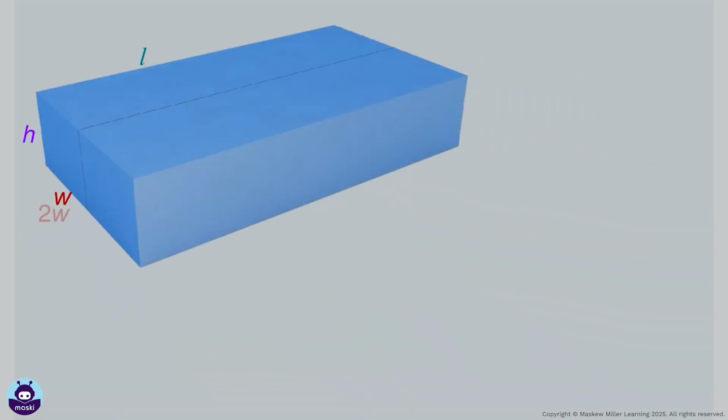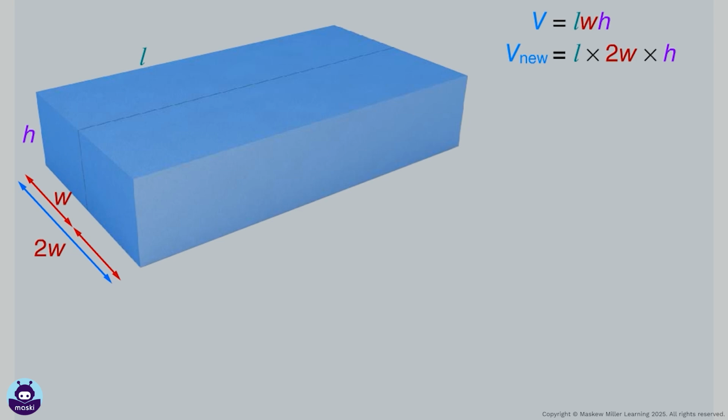What if we instead multiplied the width by 2 or the height by 2? Again, the new prism can be visualized as another prism added to the old prism. The volume has again doubled. Mathematically, we just replace W in the formula for volume by 2 times W. We get V new equals length times 2 times width times height, or V new equals 2 times V. The result is the same. You will see the same effect if instead the height is doubled.